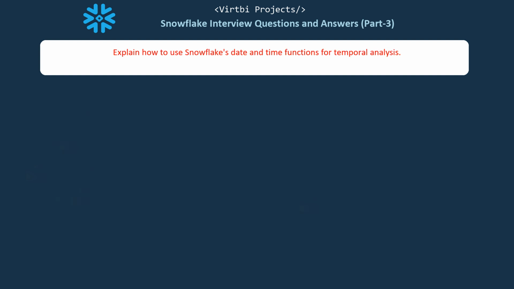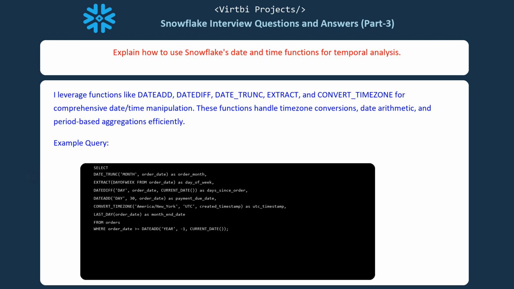Explain how to use Snowflake's date and time functions for temporal analysis. I leverage functions like dateadd, datediff, date_trunc, extract, and convert_timezone for comprehensive date and time manipulation. These functions handle time zone conversions, date arithmetic, and period-based aggregations efficiently. Here is an example query.